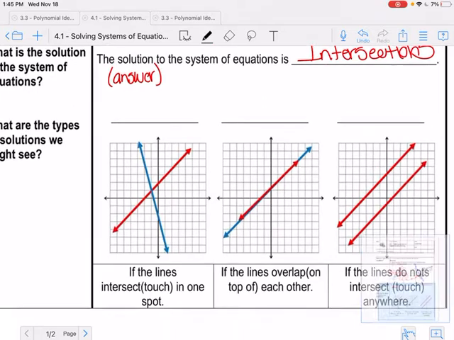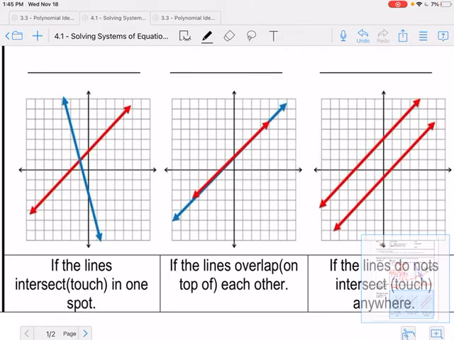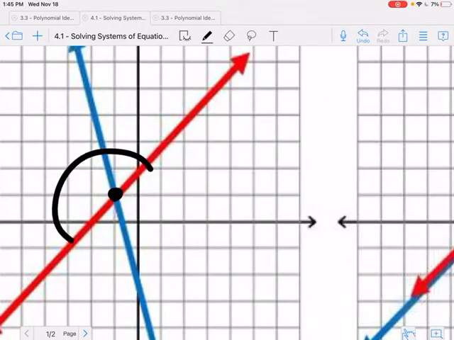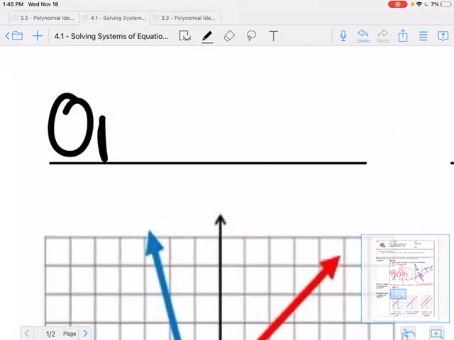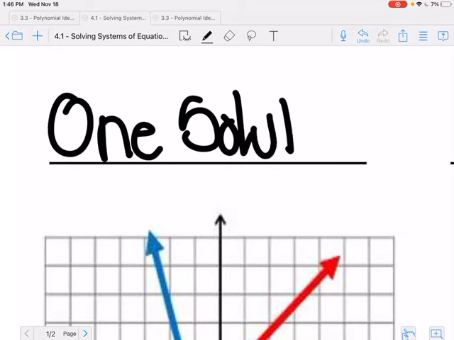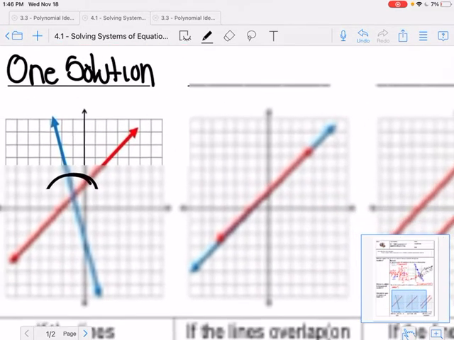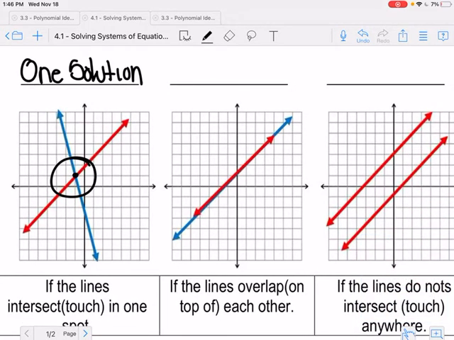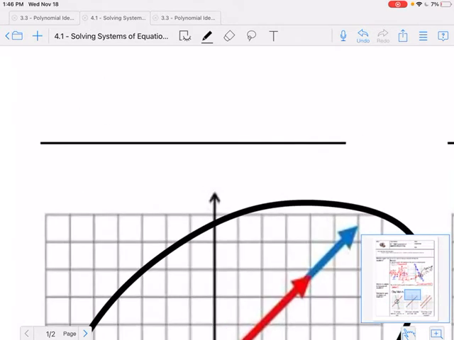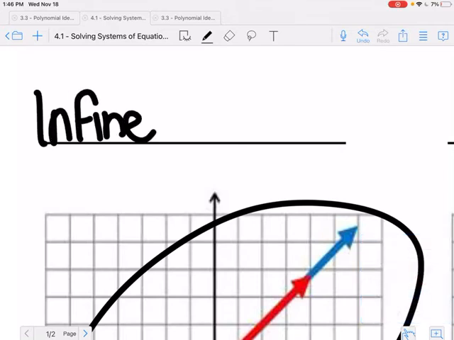Let's take a look at the first one. If the lines intersect, so if the lines touch in one spot, just like this one, right there, we're going to call that a one solution. All right. Now, if the lines overlap, meaning if they're on top of each other, just like this example, we're going to call that an infinite solutions.